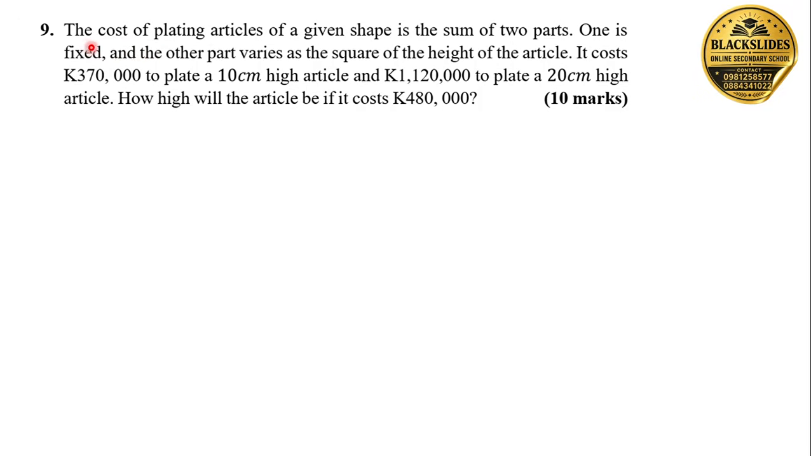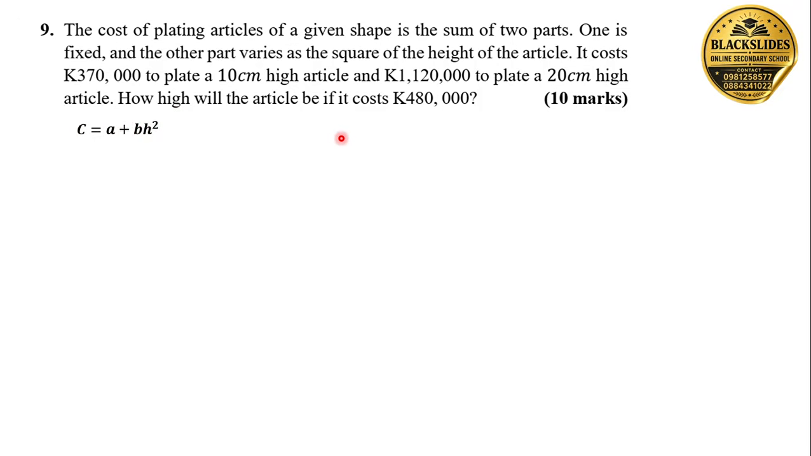Partial variation. So first of all, you must come up with a relevant equation. We have cost. Cost is equal to a constant which is fixed. Fixed means not changing. We can call it A. And then the other part depends on the height of the article, so multiply this by another constant B. So this is our equation.